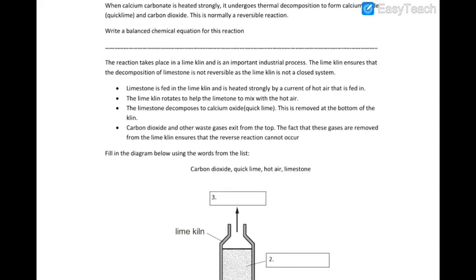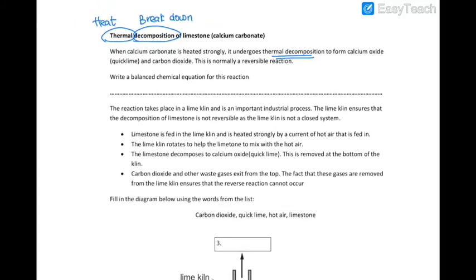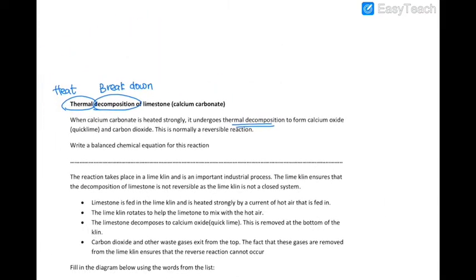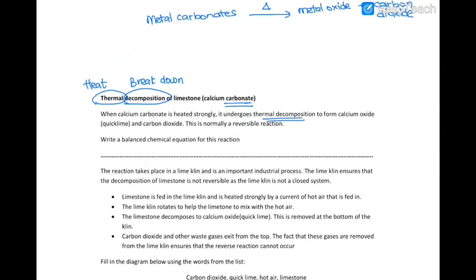Now, thermal decomposition of limestone. So when heated strongly, calcium carbonate is going to undergo thermal decomposition. Thermal means heat, decomposition means breakdown. Normally, carbonates will decompose when heated, and they will give you the metal oxide and carbon dioxide. So here, calcium carbonate is going to decompose. Here it's saying that it's a reversible reaction. It gives you calcium oxide plus carbon dioxide.